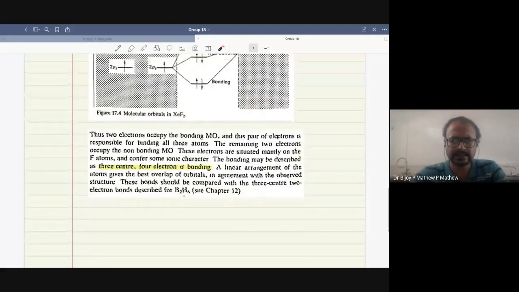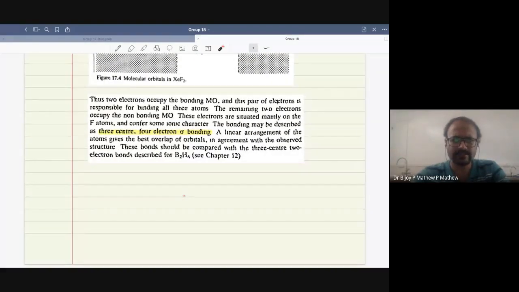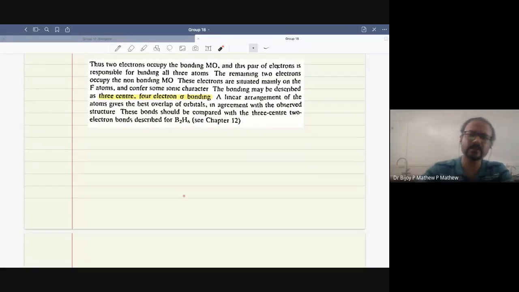So that is about XeF2. Then the other molecule is XeF4. XeF2 we just now studied. XeF4 you proceed in the same way as we did for XeF2.